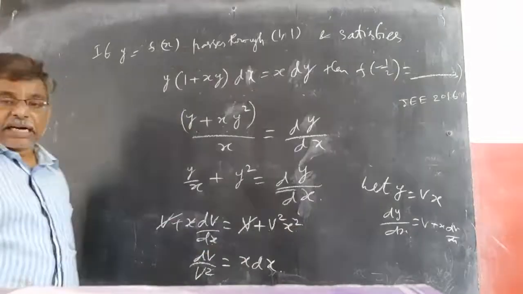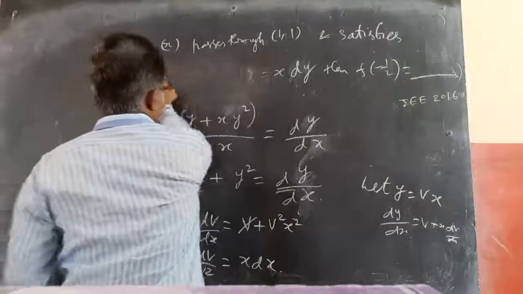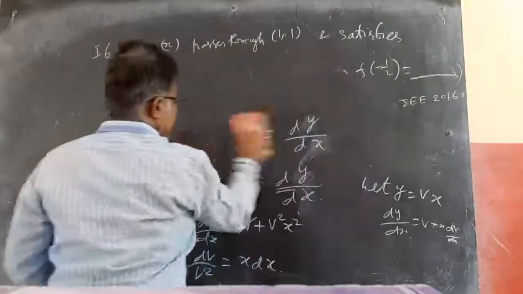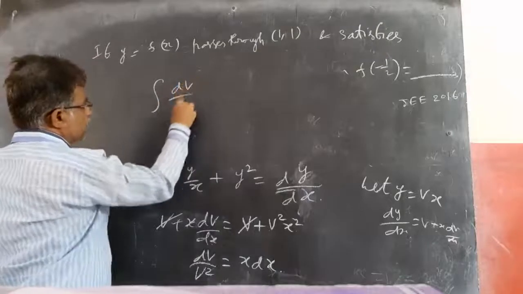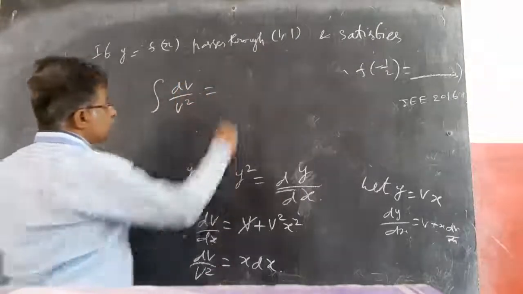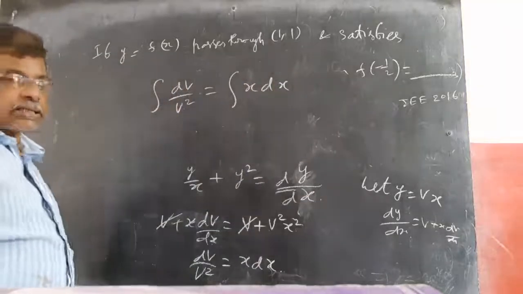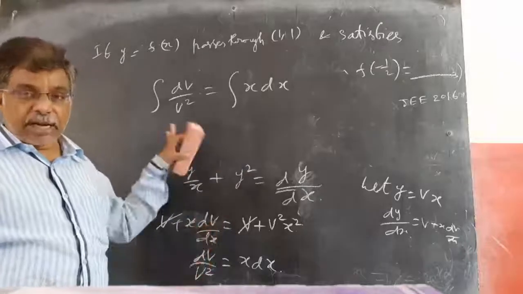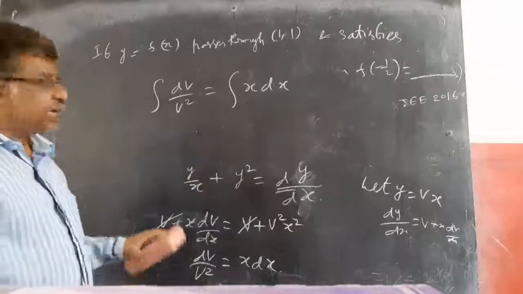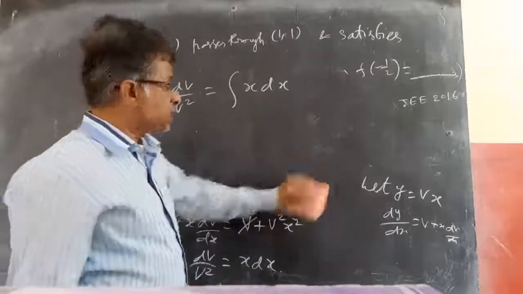Now integrating on both sides. What a tricky sum. Integrating on both sides. So what happens? We'll check. So integral of dv by v square equal to integral of x dx. And you need to get these ideas at the time of exam itself. How I am getting here itself. You need to get at the exam. That is most important. Then only you will get it.